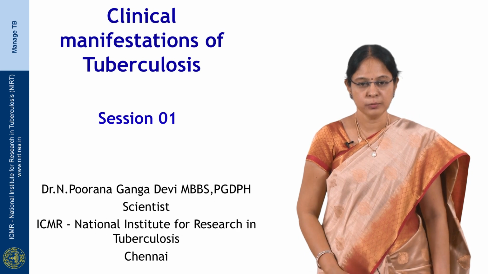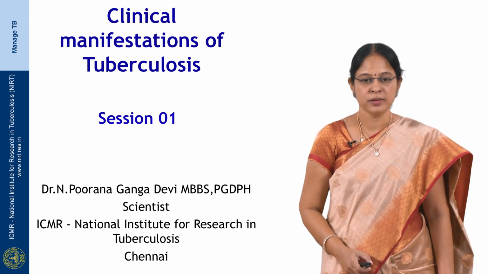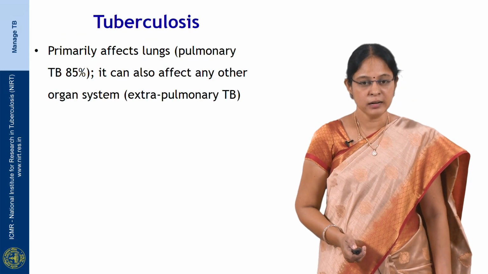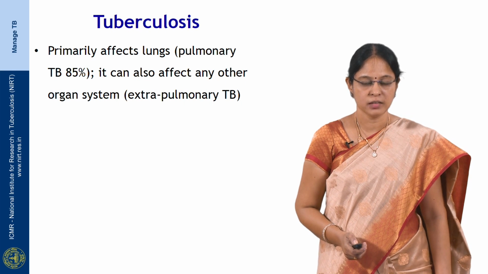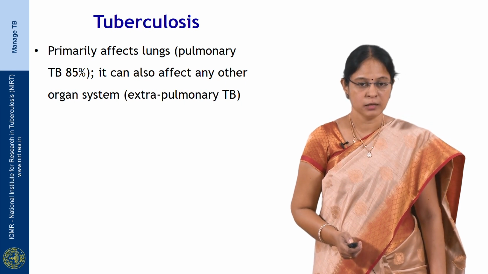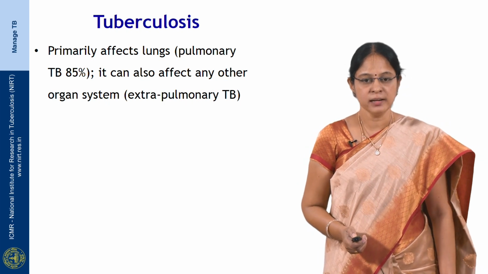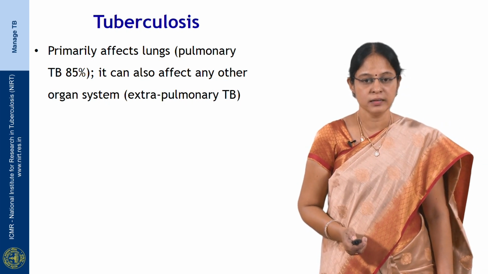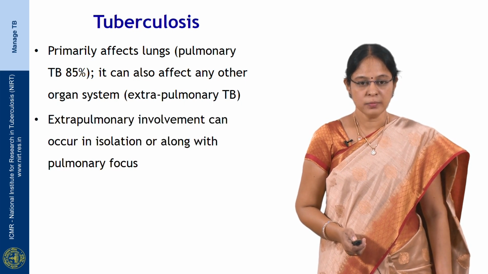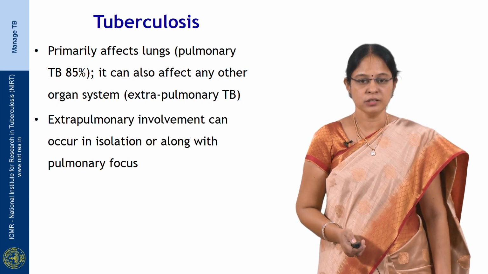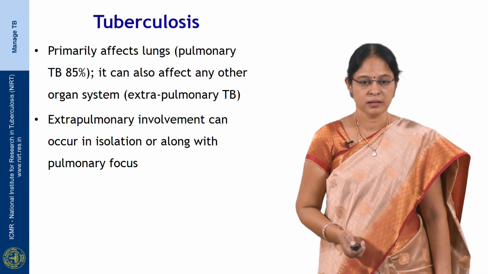Now I am going to brief about the clinical manifestation of pulmonary TB and some common forms of extrapulmonary TB. TB primarily affects the lung, which constitutes 85% of total cases of TB, which we refer to as pulmonary TB. It can also affect any other organ system in our body other than the lung, which we commonly refer to as extrapulmonary TB. Extrapulmonary involvement can occur either in isolation or along with a pulmonary focus.